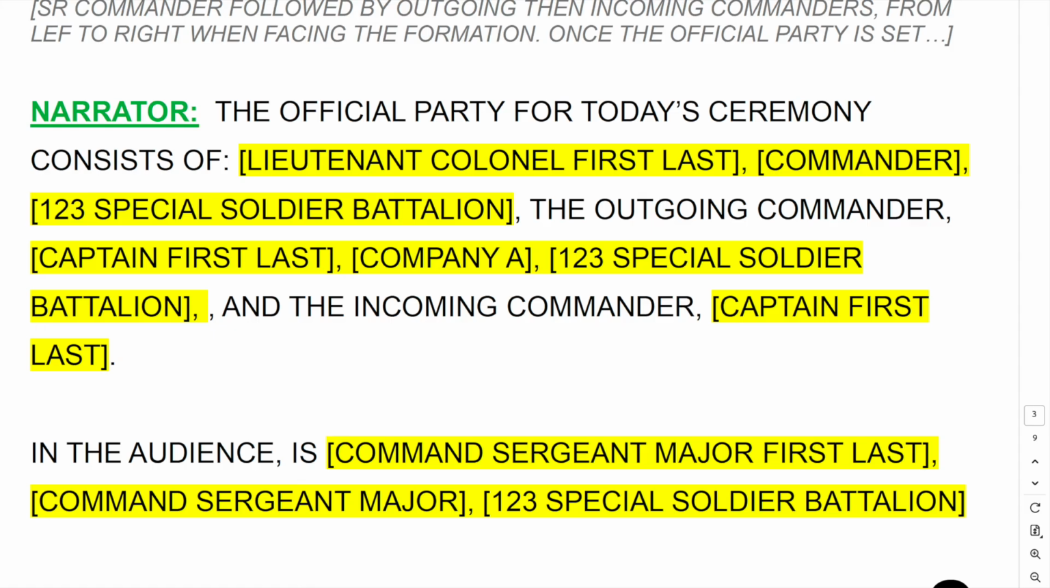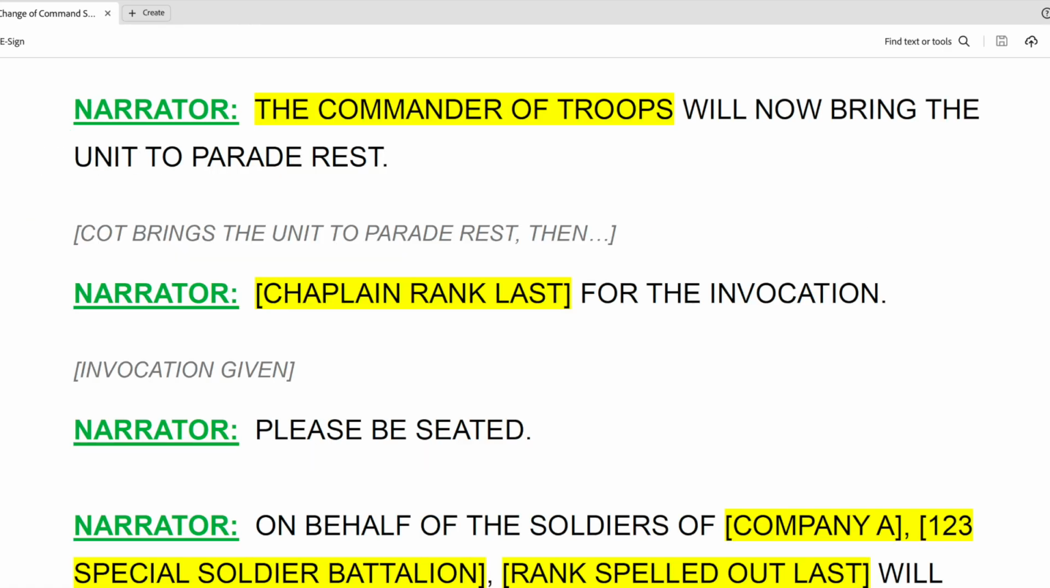In the audience is Command Sergeant Major, first name, last name. Command Sergeant Major, 123 Special Soldier Battalion. The commander of troops will now bring the unit to parade rest.